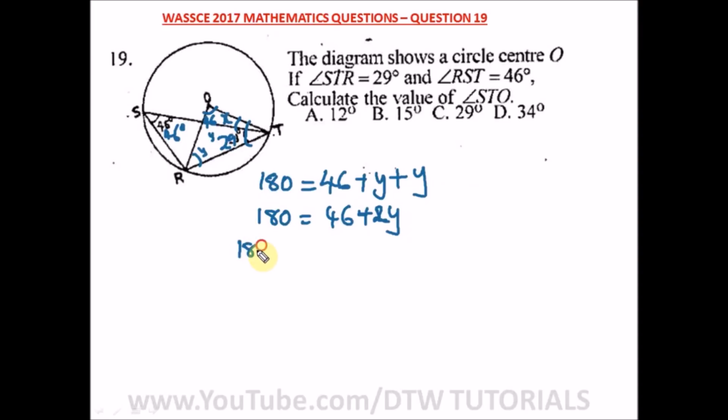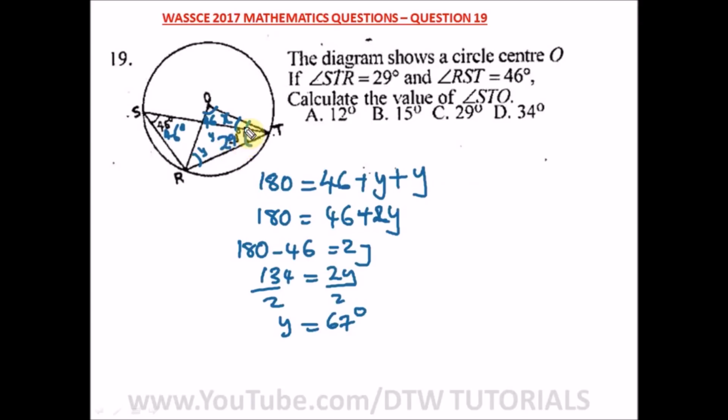So let's take like terms. 46 will come here, so we have 180 minus 46 equal to 2y. What's 180 minus 46? That's 134 equal to 2y. So let's divide by 2. When we divide by 2, y will be equal to 67 degrees.